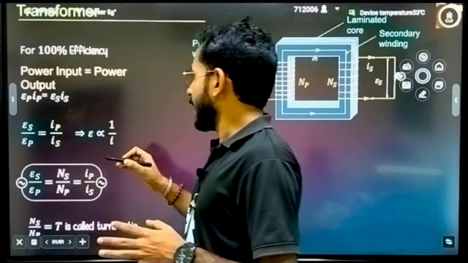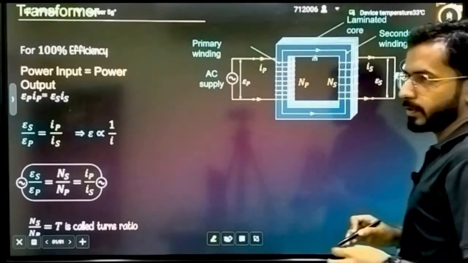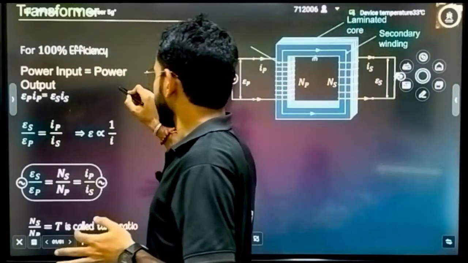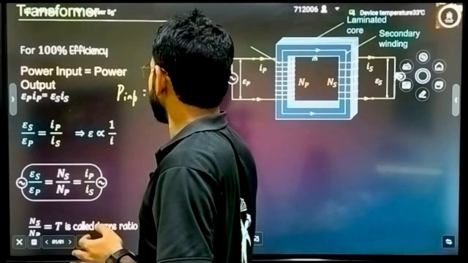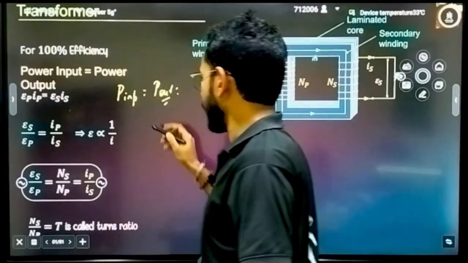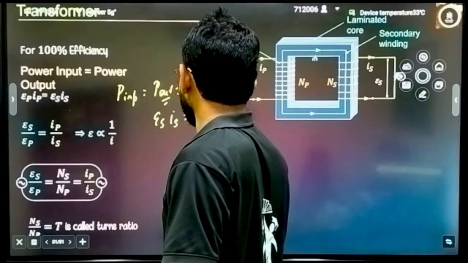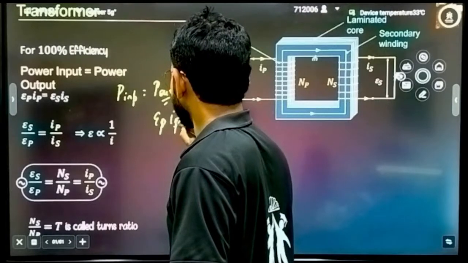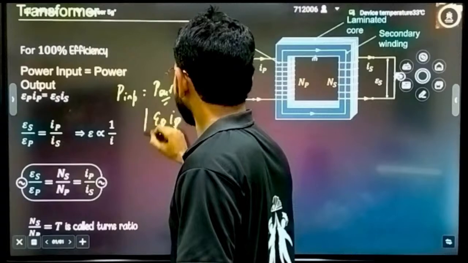So ideal efficiency means what? Whatever input you have created, it will come to the output as well. That means input power, whatever is generated, is equal to output power. How can you write input power? EMF of primary into current of primary, and output power is EMF of secondary into current of secondary. Primary is the input side and secondary is the output side.